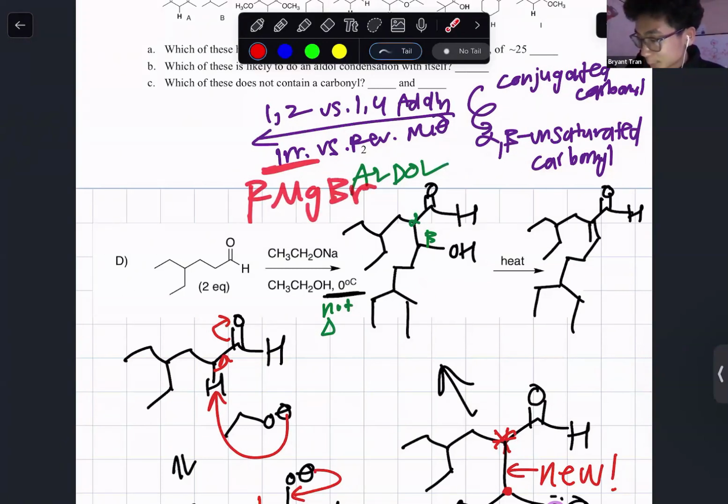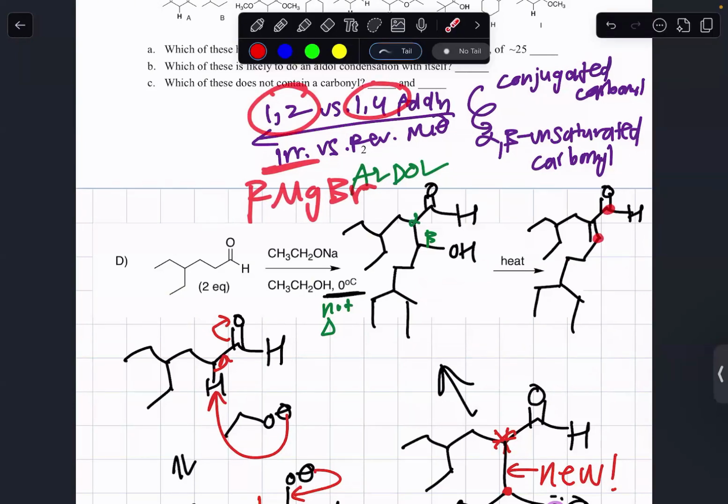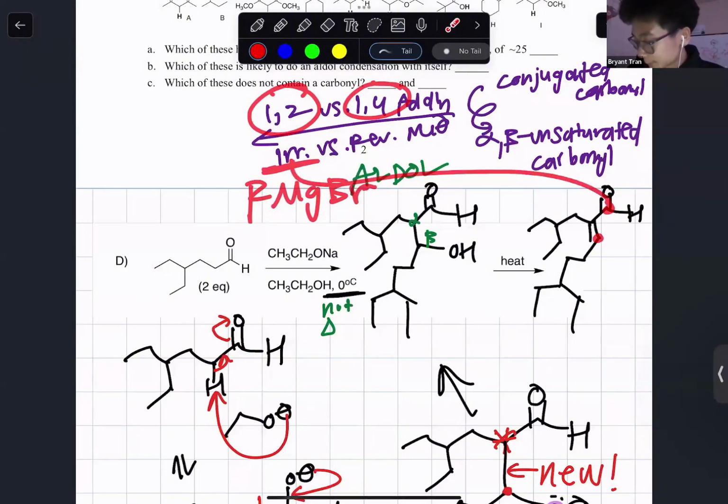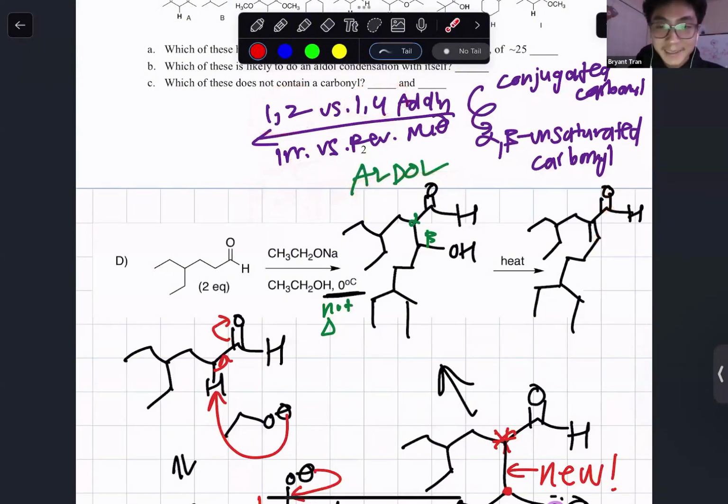And what would that do? Would it do a 1,2 addition or 1,4 addition? Would it attack the carbonyl carbon directly or the beta carbon? Carbonyl carbon, yes. The carbonyl carbon gets attacked by the irreversible nucleophiles. Beta carbon gets attacked by the reversible nucleophiles.